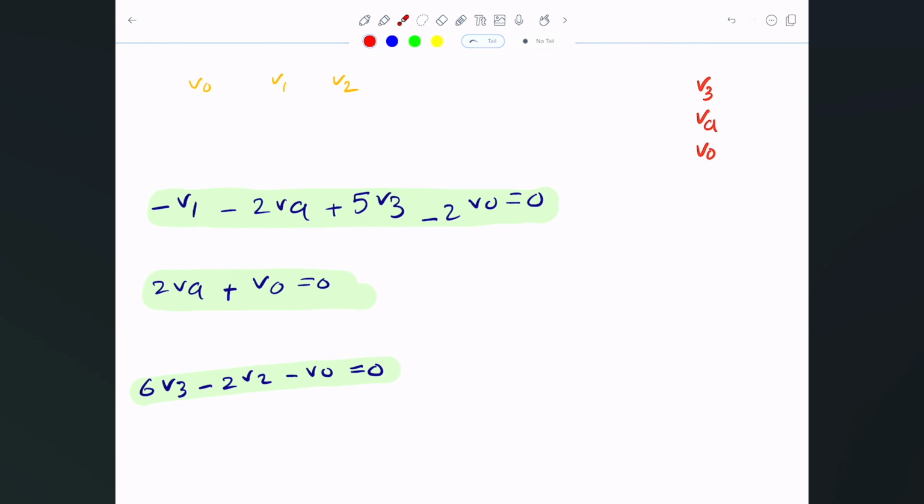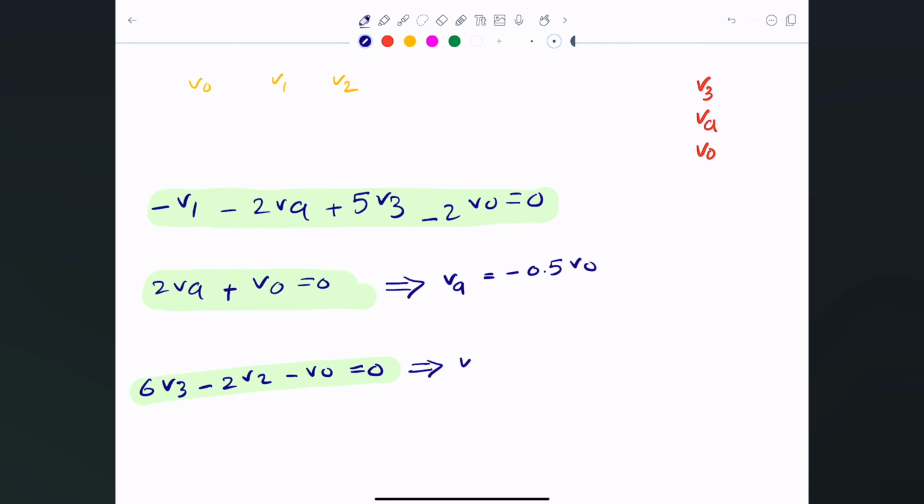I just need to get rid of these, and what I'll do is I can write VA in terms of V naught, and that's simply negative 0.5 V naught. That will be the VA. Let me just do this here so that whenever I see a VA, I'm writing those in terms of the V naught, and V3 in terms of V naught and V1 and V2. That's what I'm trying to do. In this particular case now, whenever I see a VA, I'll just replace it with its equivalent in terms of V naught.